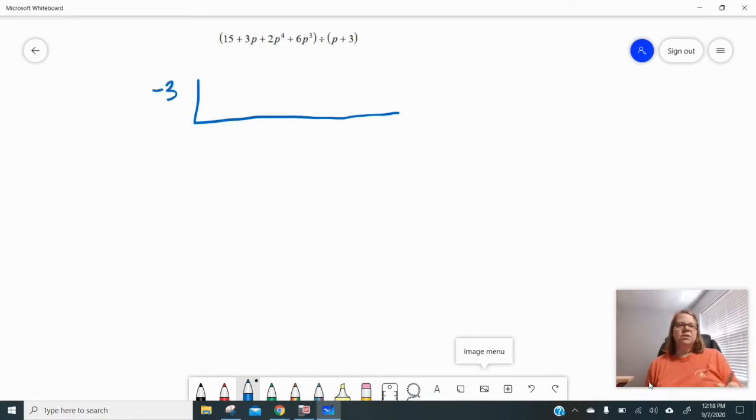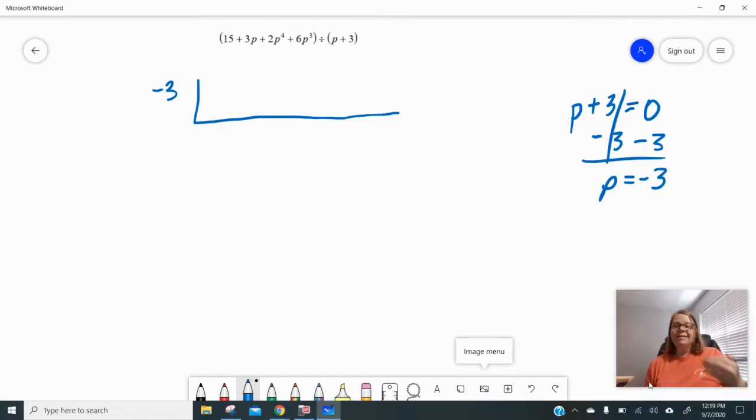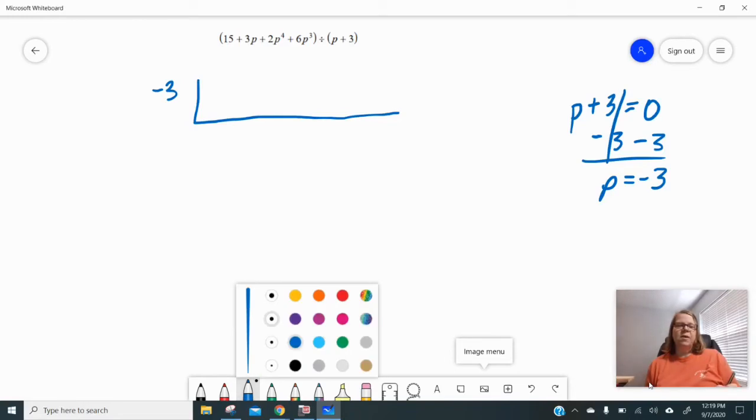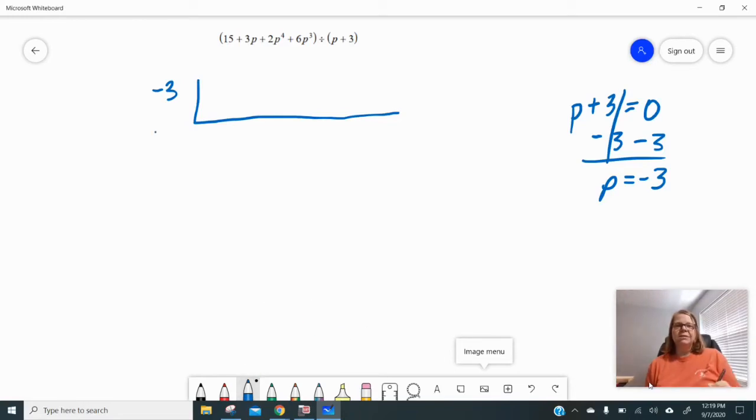Now, how in the world did I know that? Well, essentially, you are saying, okay, let me figure out what p would equal for this to be a 0. And so subtract 3 from both sides, p is -3. That's the technical thing that you're doing. Really, what most of us are going to be thinking about is just, if it says p plus 3, we're going to do the opposite, -3.